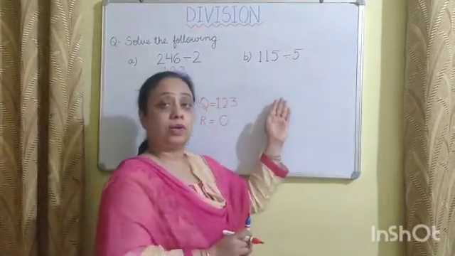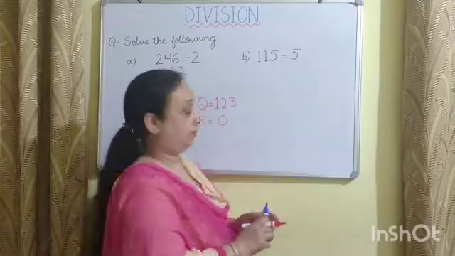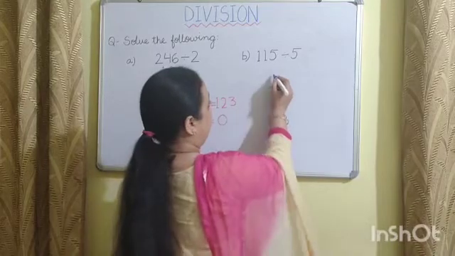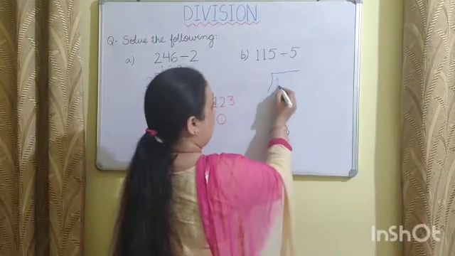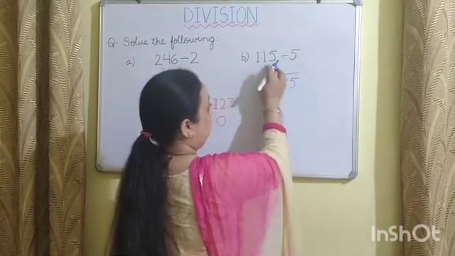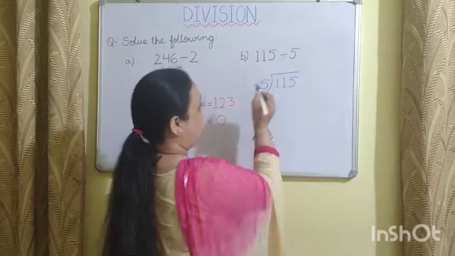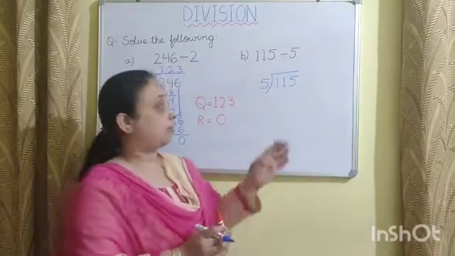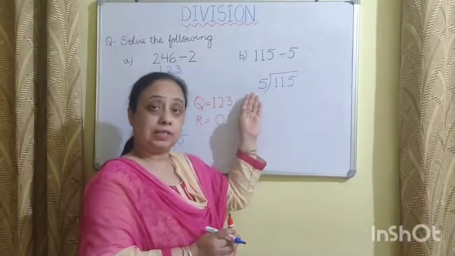Next, we are going to divide 115 by 5. We will draw the sign. Write 115, that is the dividend, and the divisor is 5. We will write 5 here. Now we'll have a look at the first digit. This first digit is 1, which is less than 5.